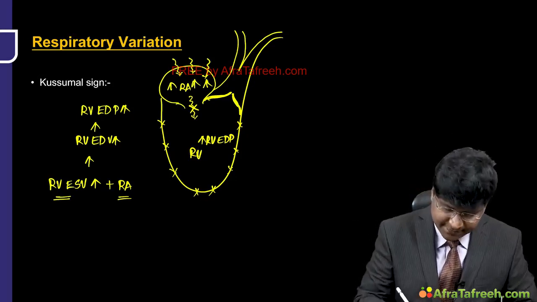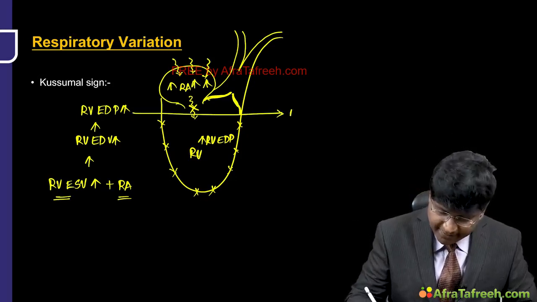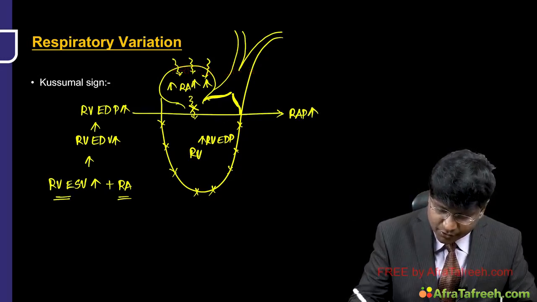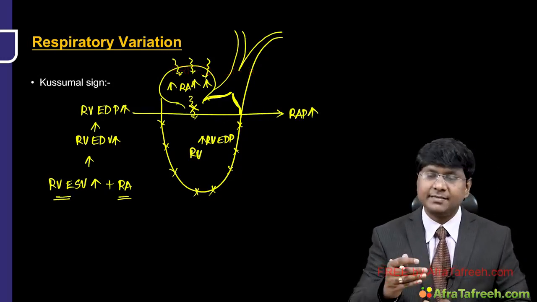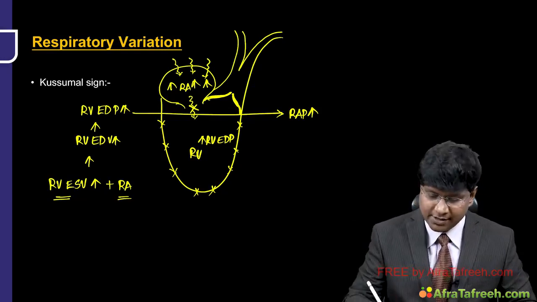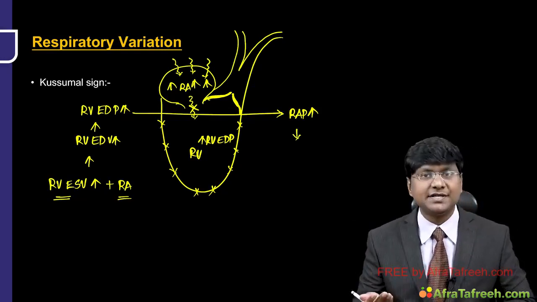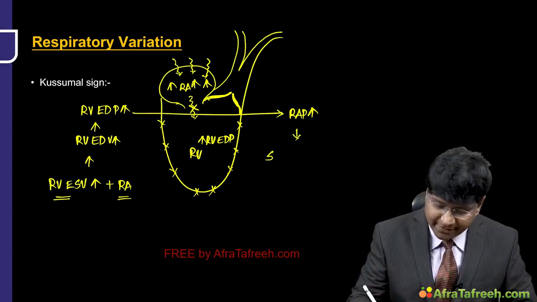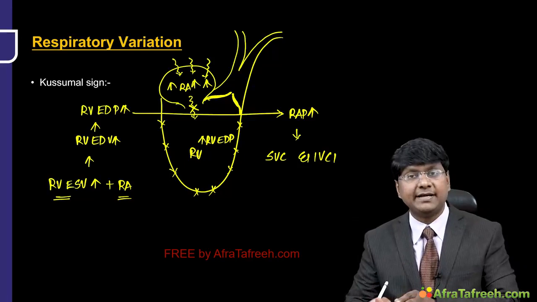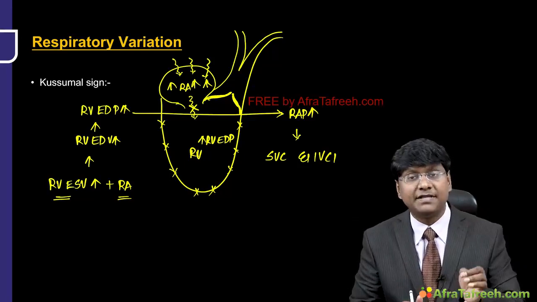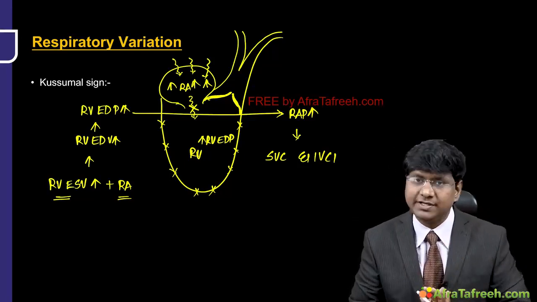Okay, so subsequently to this, what will happen? The right atrial pressure is also elevated because the right atrium is unable to send the blood into the right ventricle. So once the right atrial pressure is elevated, now what will happen? The superior vena cava as well as the inferior vena cava are unable to pump the blood adequately, or unable to pump the venous return adequately, into the right atrium.